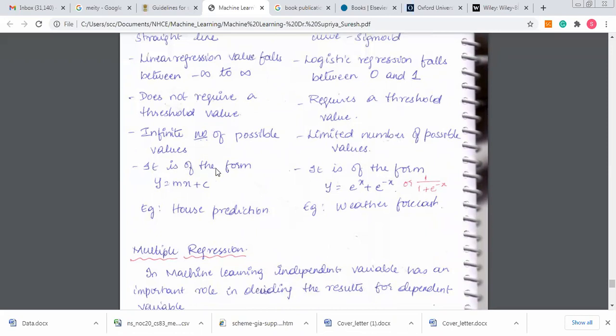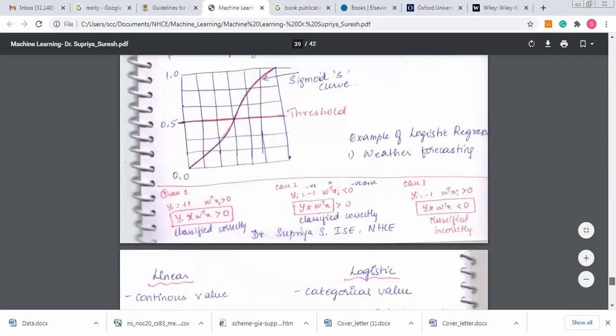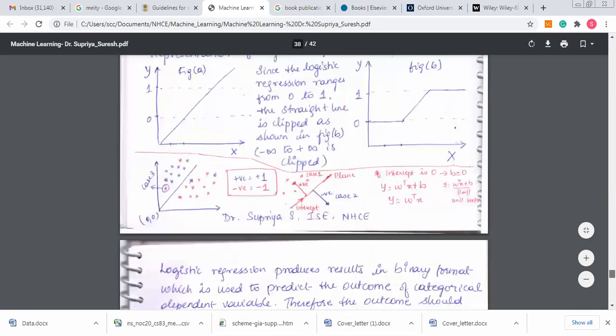We know the linear regression line is y = mx + c, whereas the logistic regression is 1 divided by 1 plus e to the power of minus x, or y equals e to the power of x over e to the power of x plus e to the power of minus x. An example of linear regression is house price prediction. An example of logistic regression is weather forecast. So this is about linear and logistic regression.